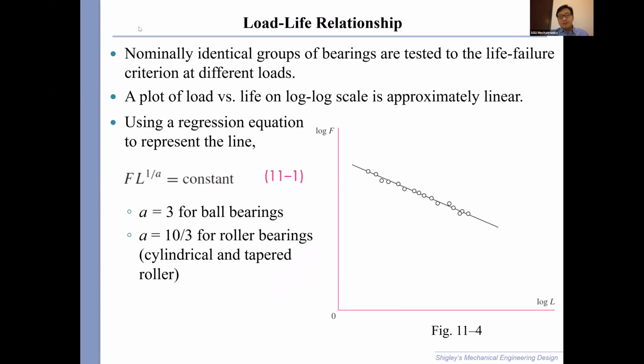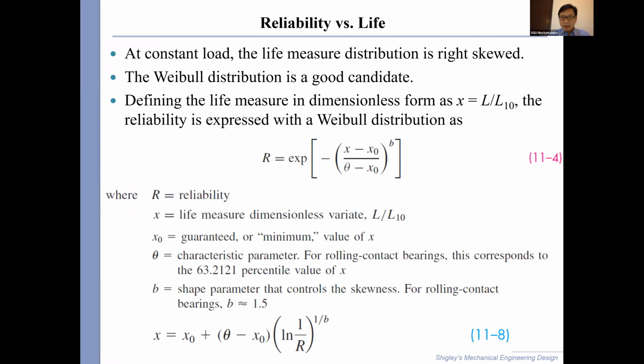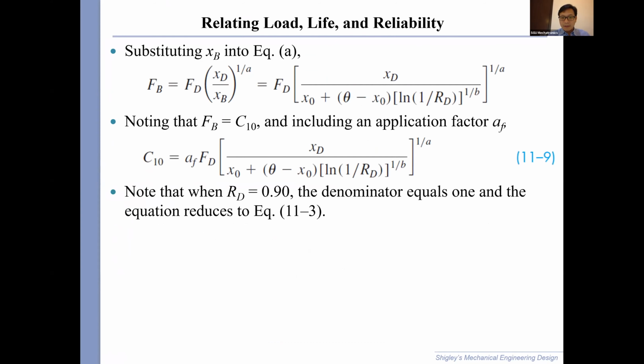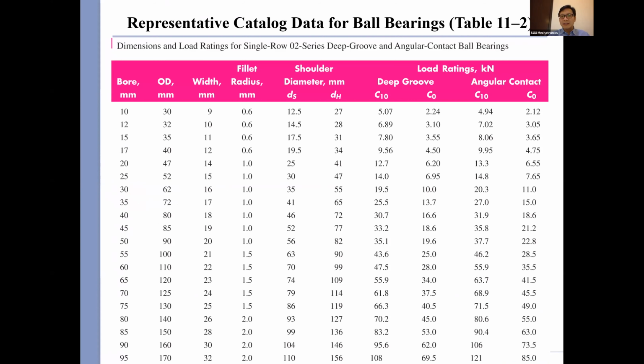The load-life relationship is what our equation will try to predict. It's going to try to predict the expected lifetime of a bearing given a load. So if you see a catalog, I'm going to try to show you. It lags a bit here. Here's a sample catalog data.